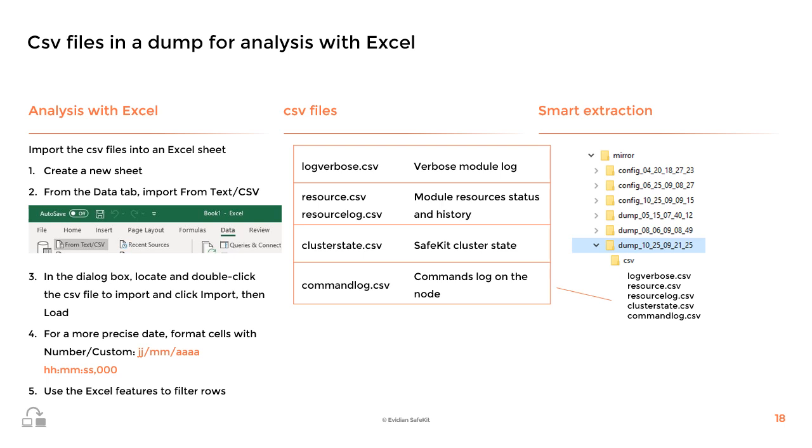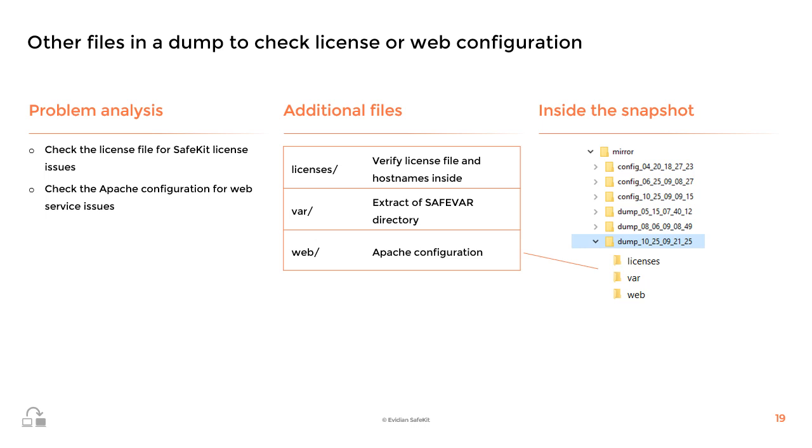The primary file to consider for importing into Excel is the verbose log of the module. However, you also have the files for module resources status and their history, as well as the SafeKit cluster state and the commands log of the node. As shown in the figure on the right, there are 3 additional subdirectories in the module dump. The licenses subdirectory contains the SafeKit license key files.